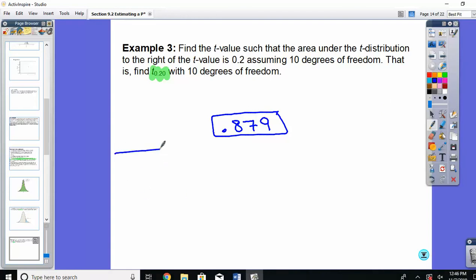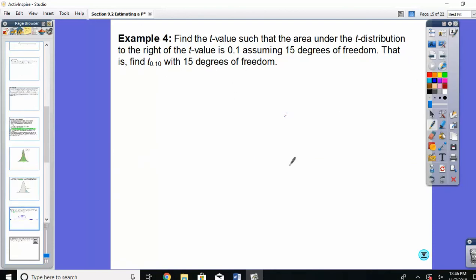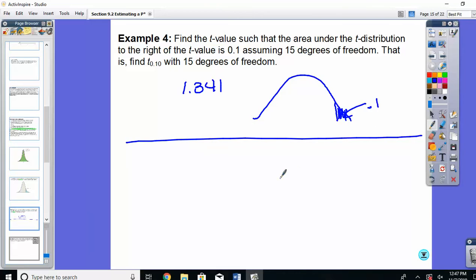Why don't you guys take a second and see if you can find this one. Okay, so this one we have our 0.1 with 15 degrees of freedom. What that means is, if the area here is 0.1, then our t-value would have to be 1.341.